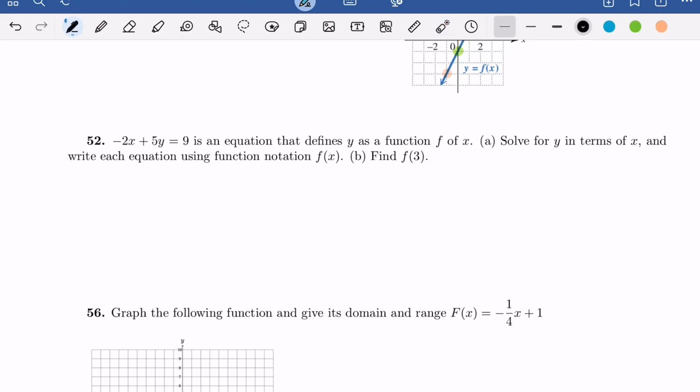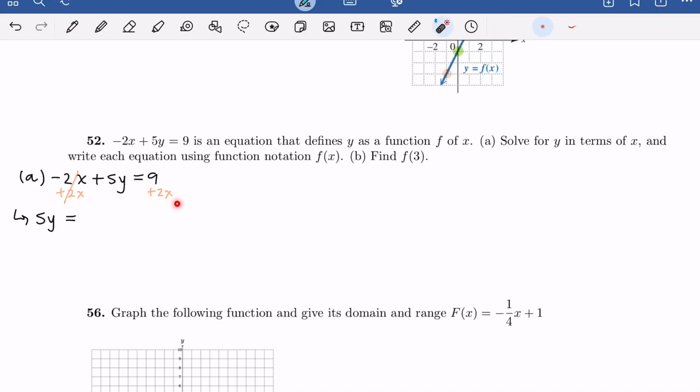So for part A, we're going to solve for y and then write our equation using function notation. So we have our equation is minus 2x plus 5y is equal to 9. So if we want to solve for y, we're going to completely isolate that variable. So the first thing that I'm going to do is add 2x to both sides of this equation. Doing so, we're going to cancel this, and we're just going to be left with 5y on the left-hand side of our equation.